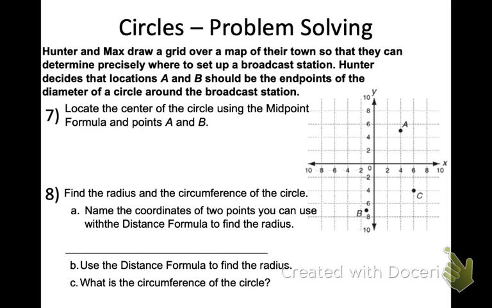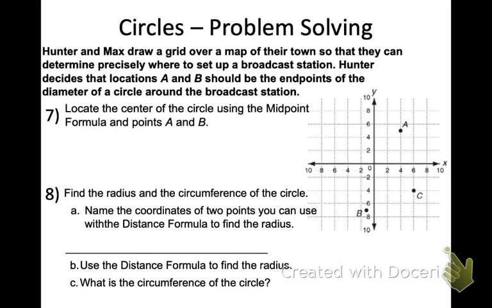All right, now let's extend this here. So a little problem solving here. Hunter and Max draw a grid over a map of their town so they can determine precisely where to set up a broadcast station. Hunter decides that locations A and B should be the endpoints of the diameter of a circle around the broadcast station. Number 7, locate the center of the circle using the midpoint formula in points A and B. Here's point A, point B is down here.